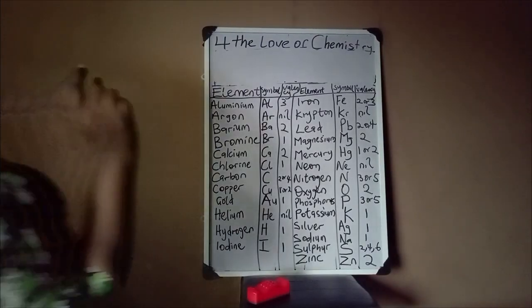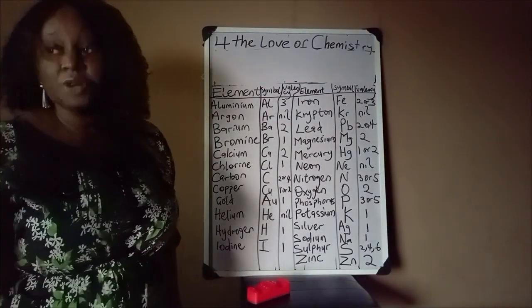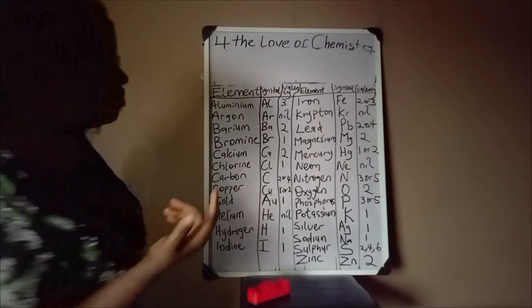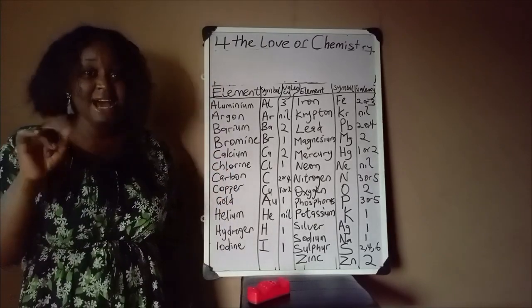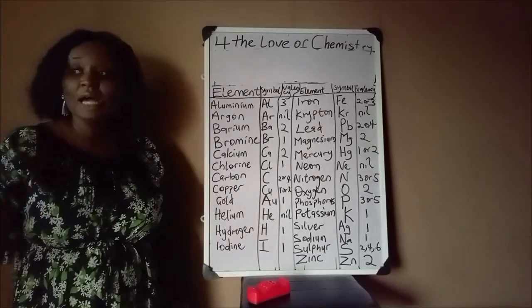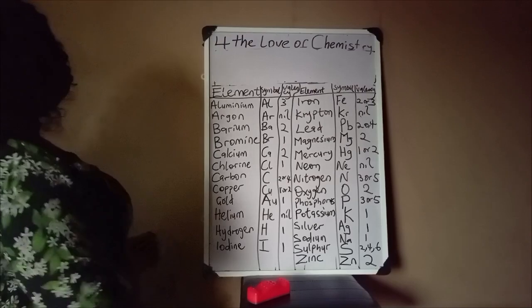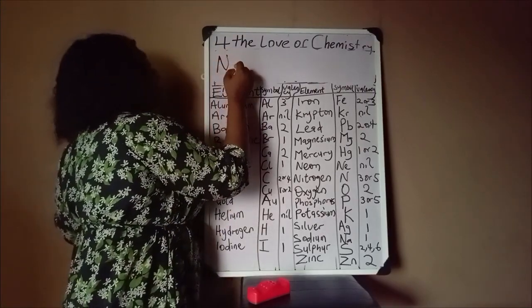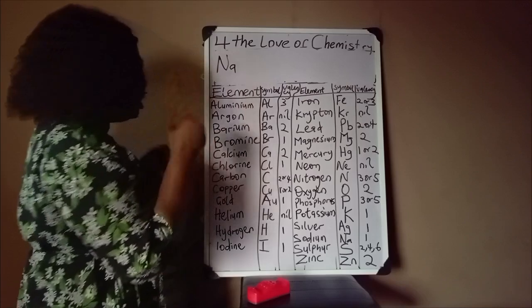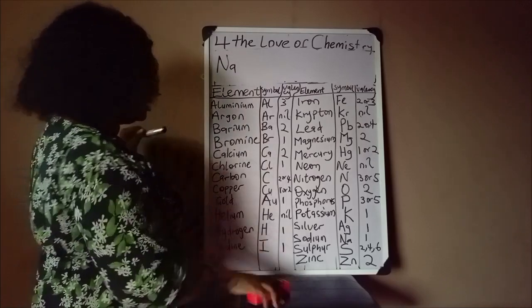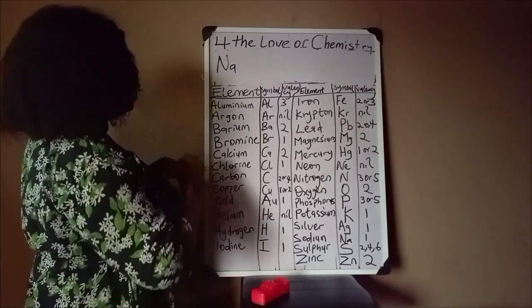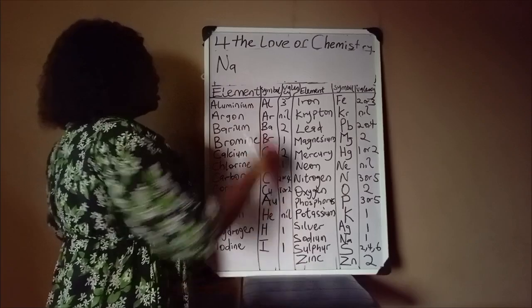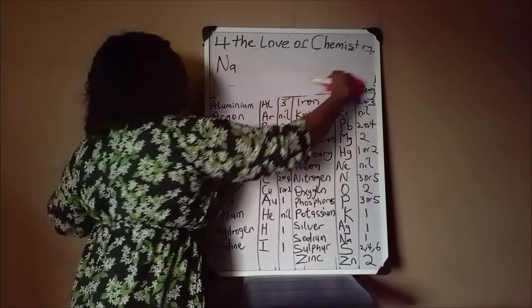Alright, let's look at equations for neutralization reactions. That's a reaction between an acid and a base to form salt and water only. So if you have a base, let's say sodium hydroxide, hydroxide is written as O and H.